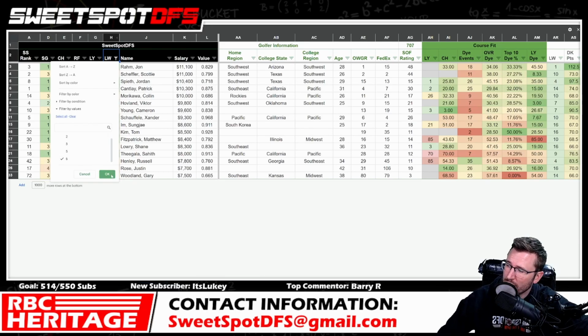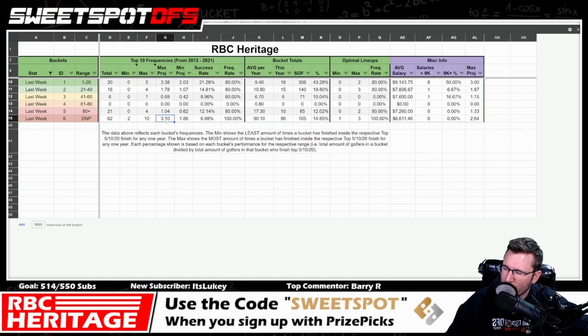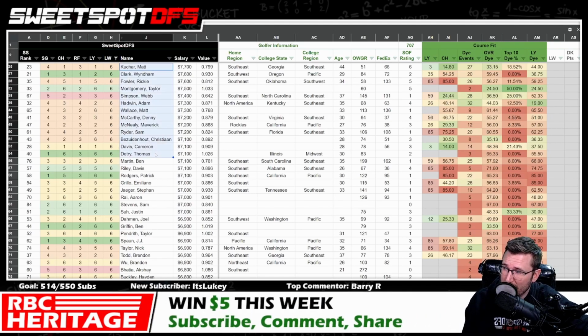Anyways, so does our 1 to 4 still stand? It does. So 3.10 actually goes up to 4. This doesn't change anything over here. It's still a 1 to 4, but now we remove Rahm. We have less likelihood of 2 or more to be inside the top 10 from this bucket, but some good names: Kuchar, Wyndham Clark, Ricky Fowler.